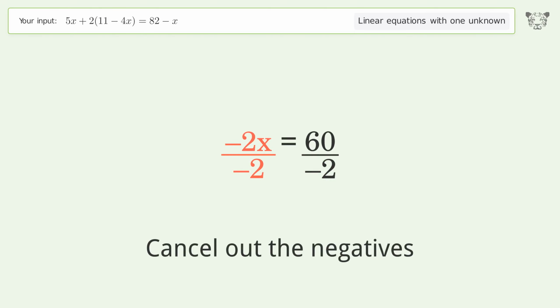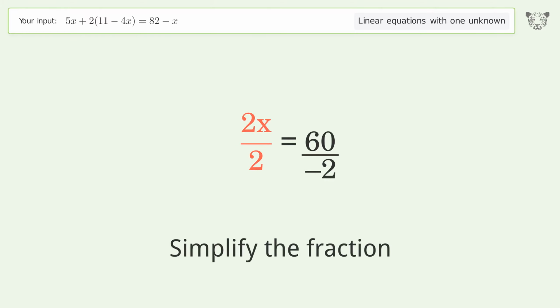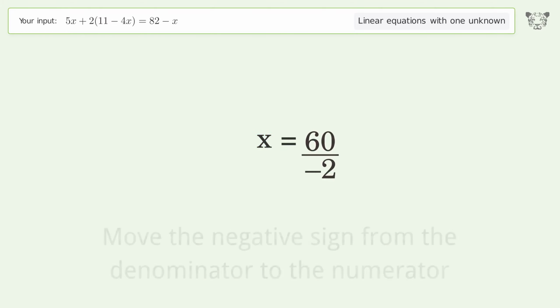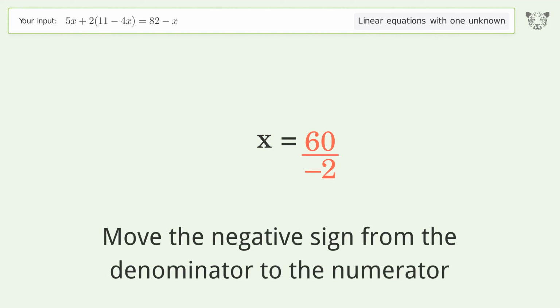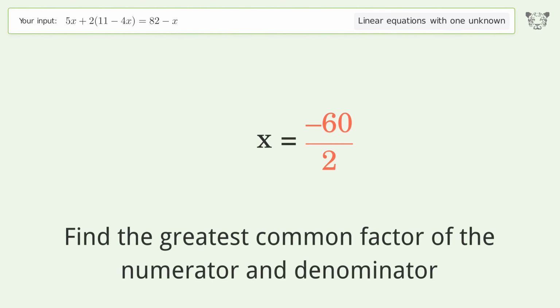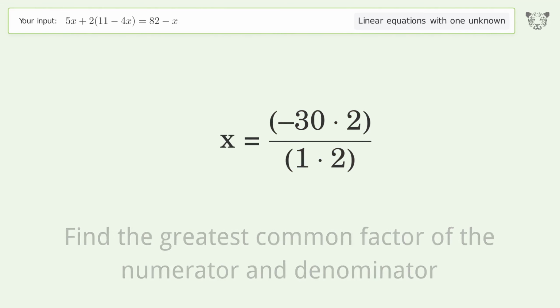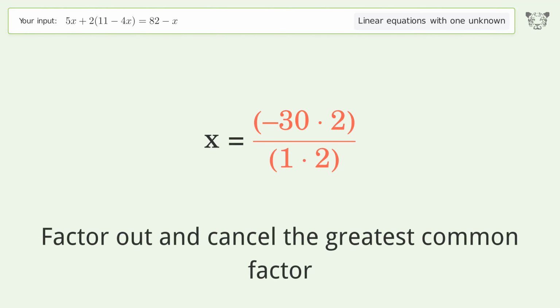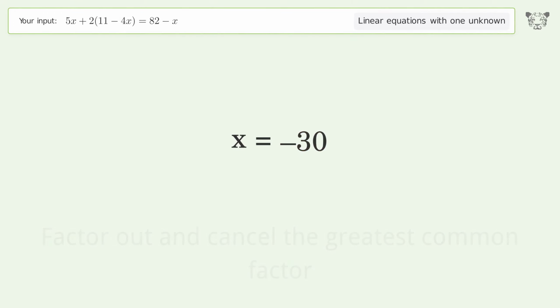Cancel out the negatives. Simplify the fraction. Move the negative sign from the denominator to the numerator. Find the greatest common factor of the numerator and denominator. Factor out and cancel the greatest common factor. And so the final result is x equals -30.